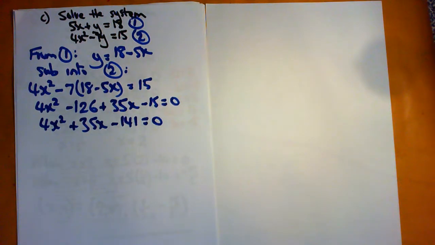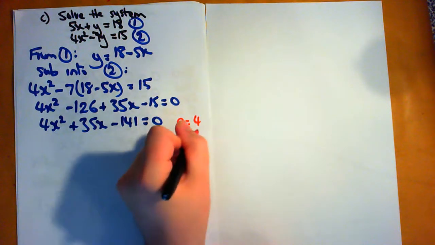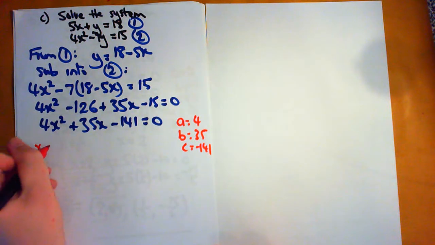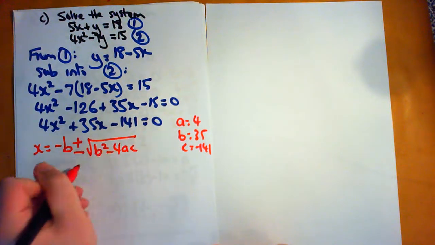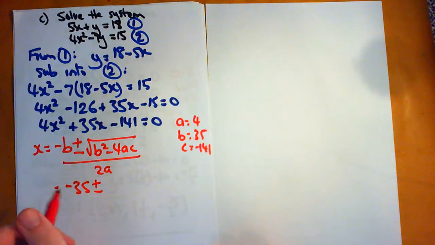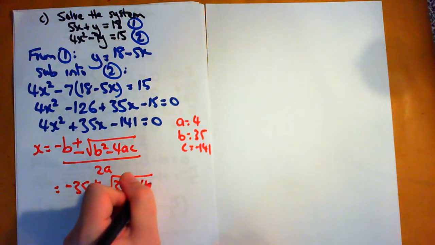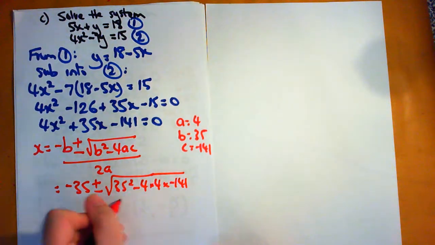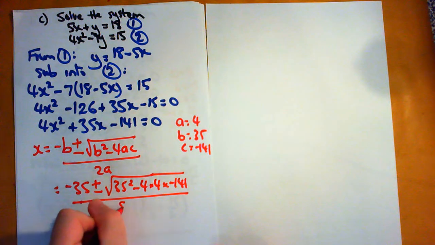Okay, so I'm not even going to try factorising this one. I'm just going to go straight to the quadratic formula. So a is in this case 4, b is 35, and c is negative 141. The quadratic formula is negative b plus minus square root of b squared minus 4ac, divided by 2a. Putting in the numbers there, we get negative 35 plus minus square root of 35 squared minus 4 times a, which is 4, times c, which is minus 141. That's divided by 2 times a, which is 2 times 4, which is 8.